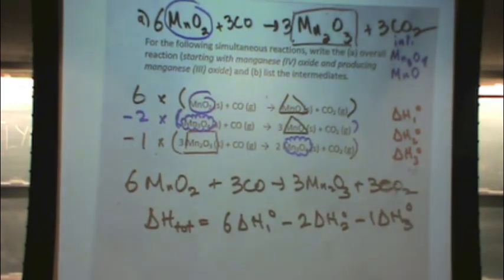Just to ask you, if I take the overall reaction and divide through by 3 to simplify it, what would happen to my delta H total? I'd also have to divide by 3. Whatever you do to the reaction, you have to do to delta H. So if you wanted to simplify, you'd have to do the same thing to delta H.